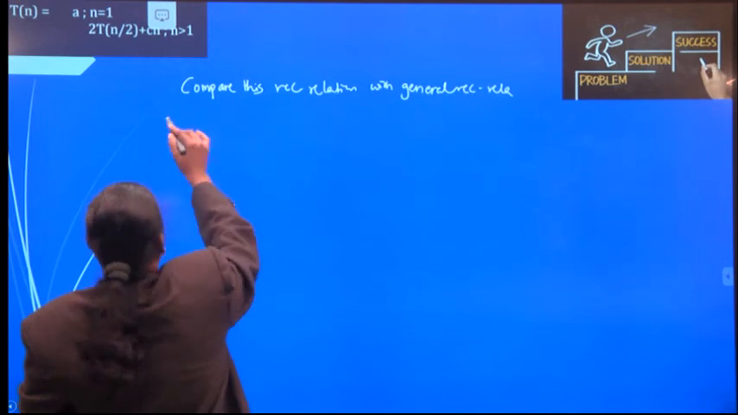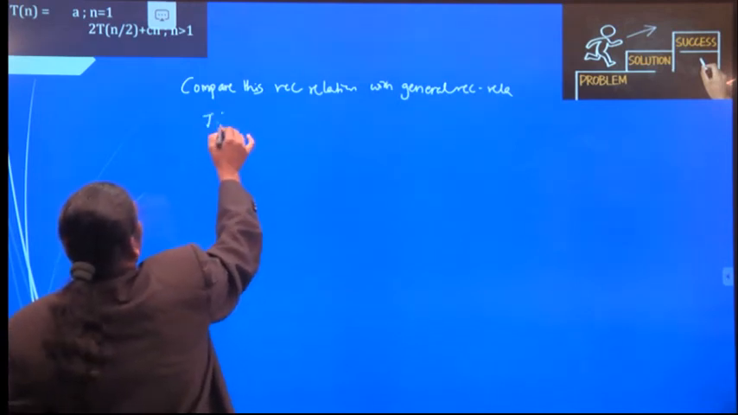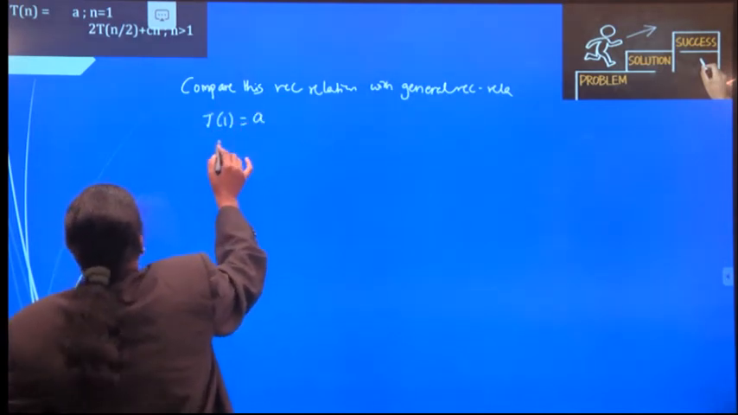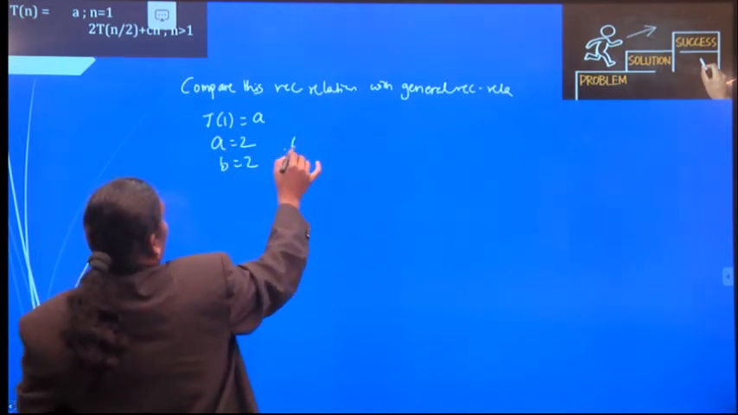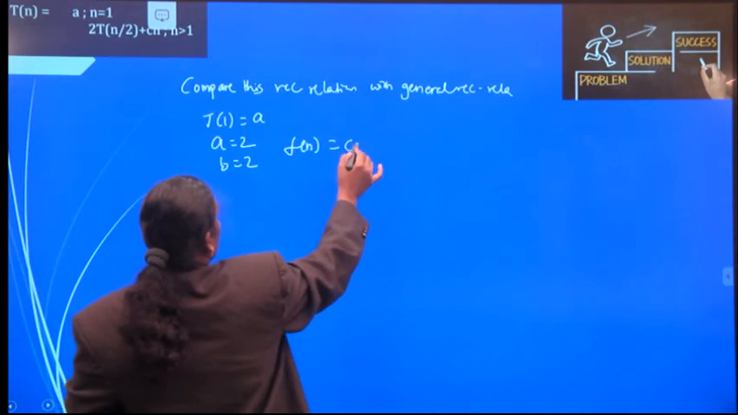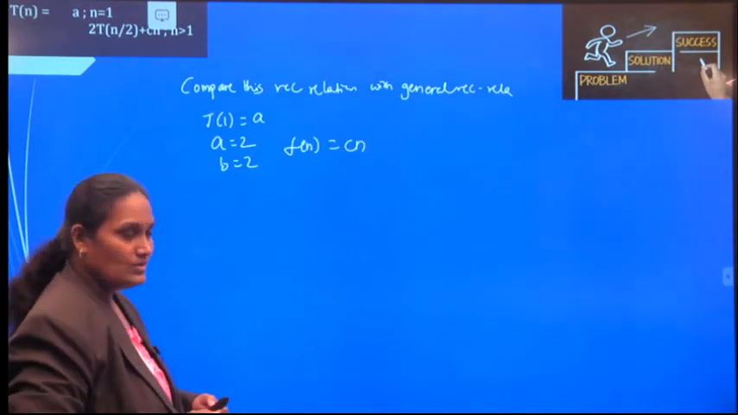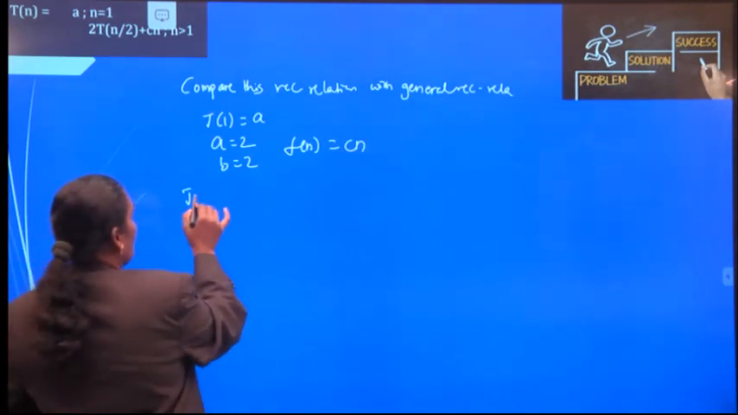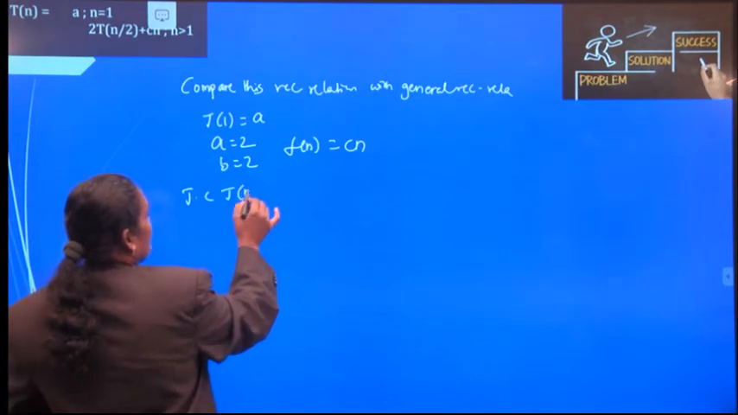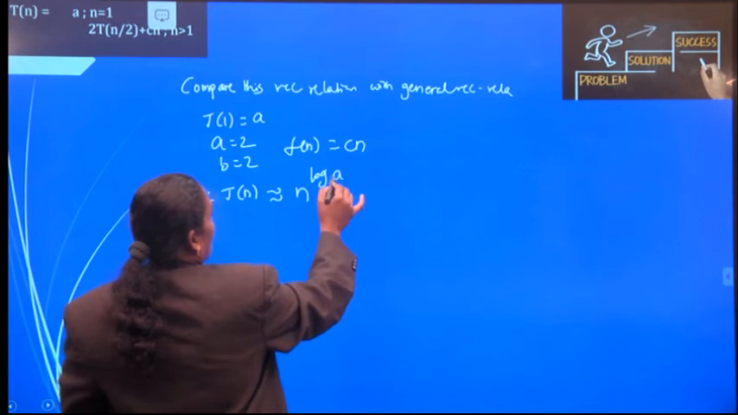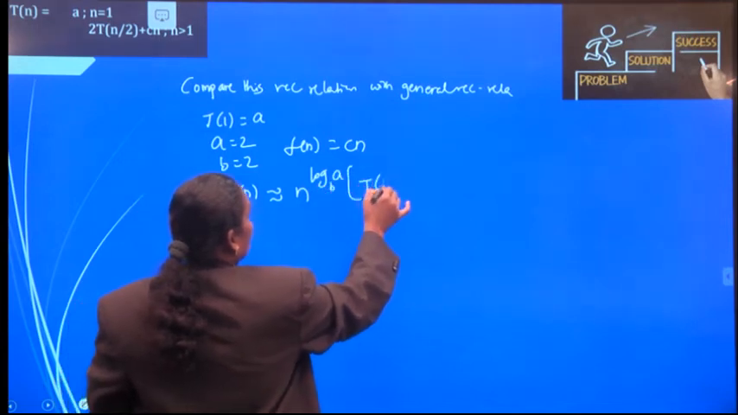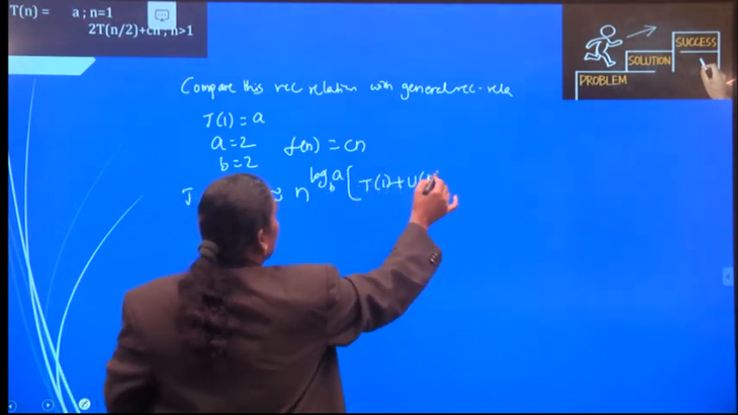By comparing with the general recurrence relation, we get T(1) = a = 2, b = 2, and f(n) = cn. Now what is the time complexity? Time complexity T(n) is identically equal to n^(log a base b) * T(1) + U(n).